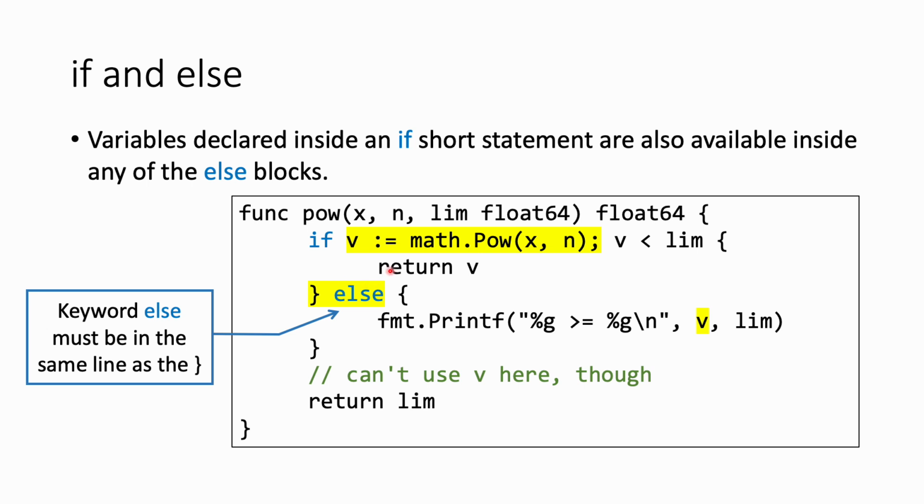For example, in addition to the if statement with the condition v less than lim from the previous example, here we add an else block to execute when v is larger than or equal to lim, which is opposite to the condition of the if statement. Variable v is declared in the short statement in the if statement, so it's also available in this else block, and we can print it when v is larger than or equal to lim.